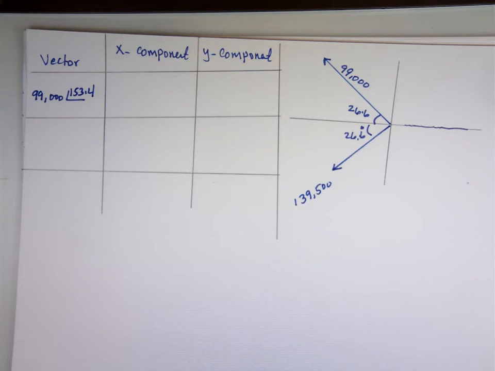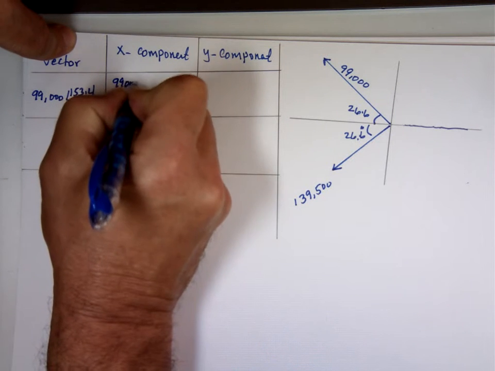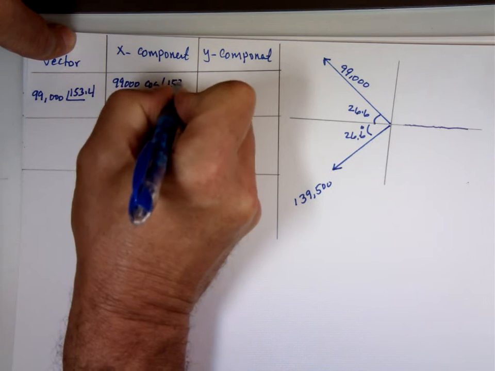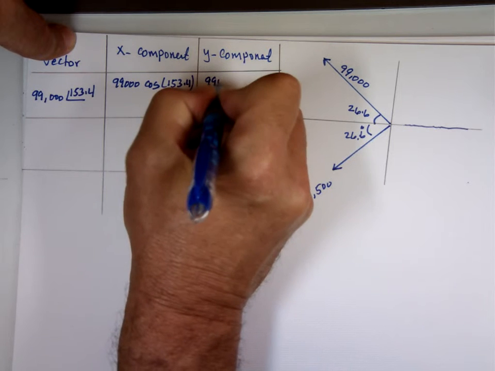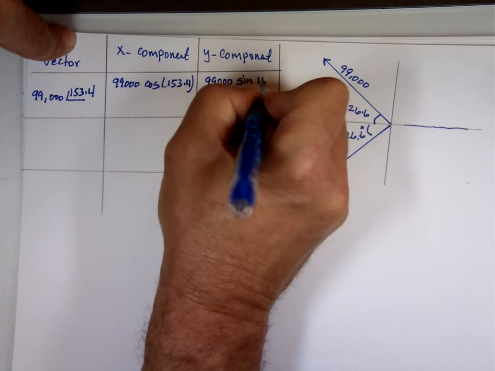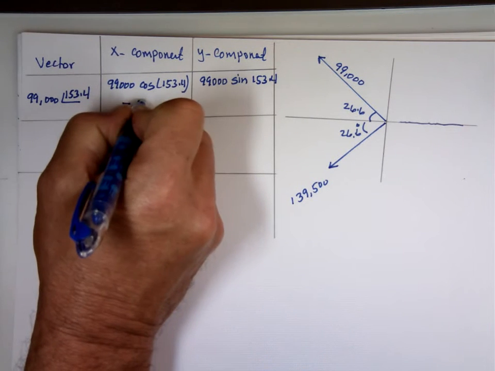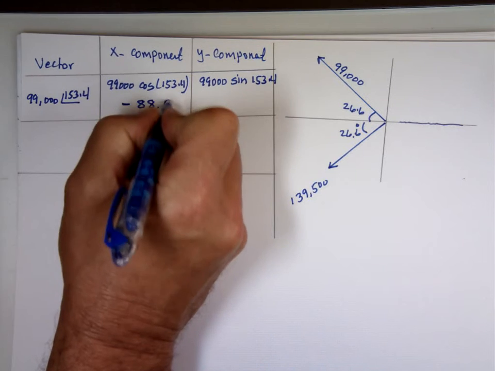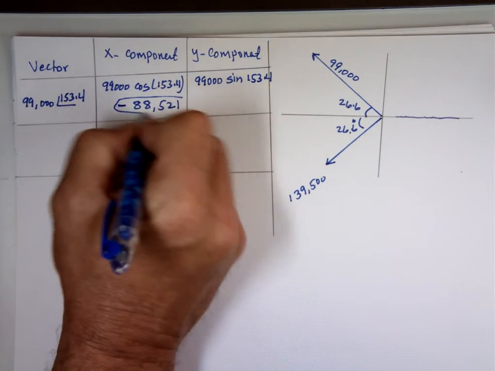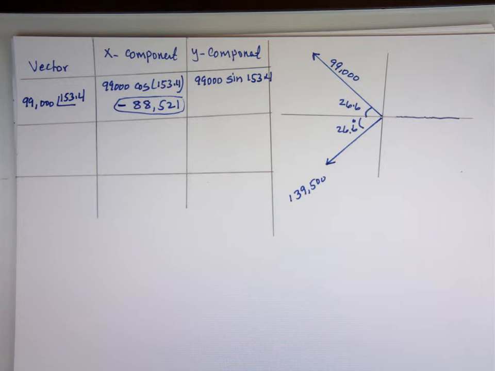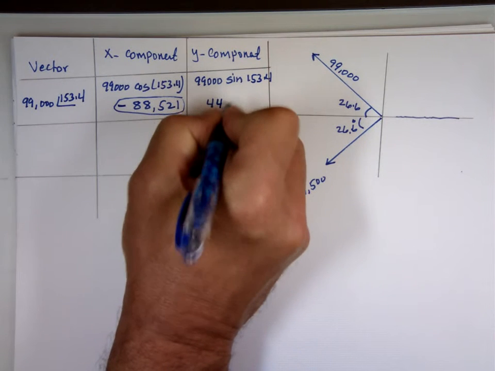Yep. So the x value will be 99,000 cosine 153.4, and the y value is 99,000 sine 153.4. And I got a negative value for this, which should be negative. It's to the left, 88,521. The y value is going to be 44,328.